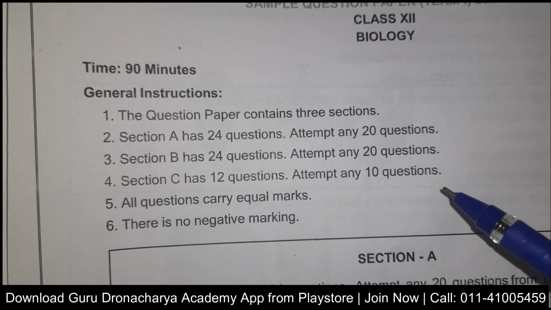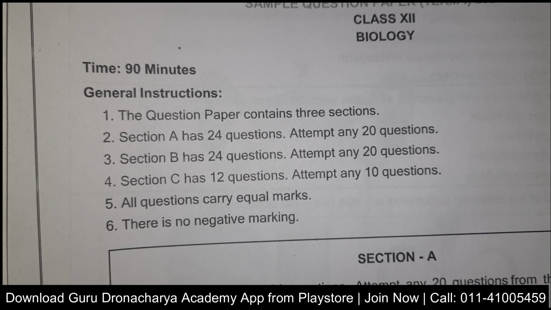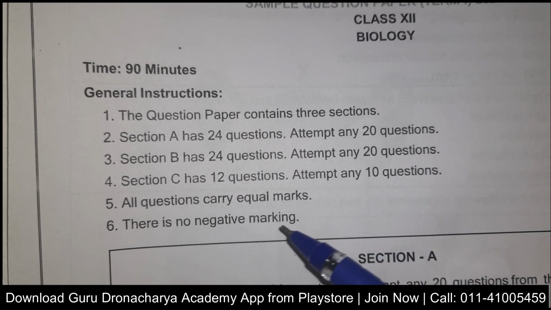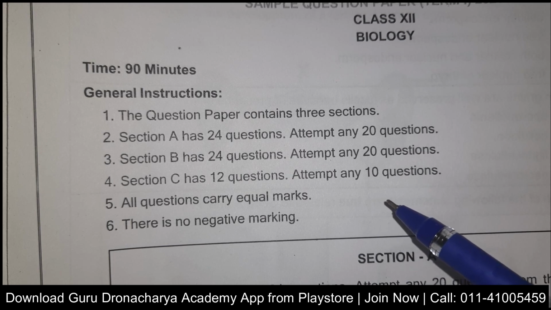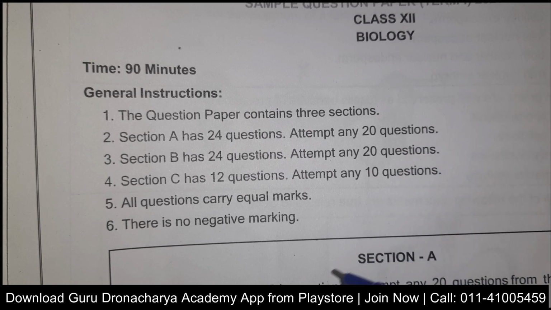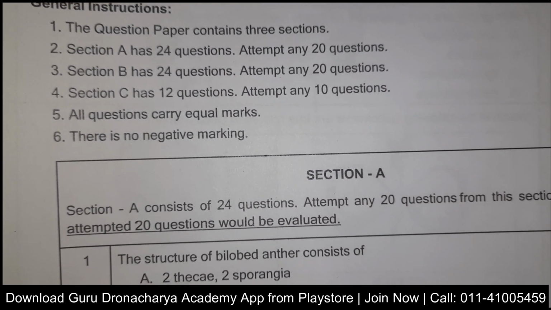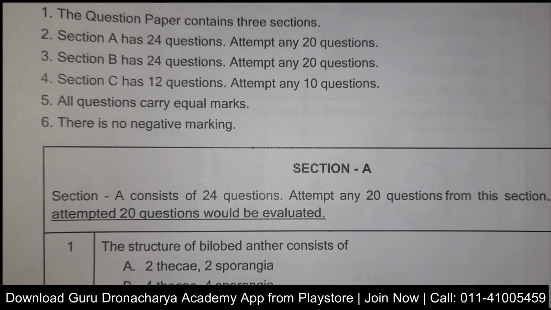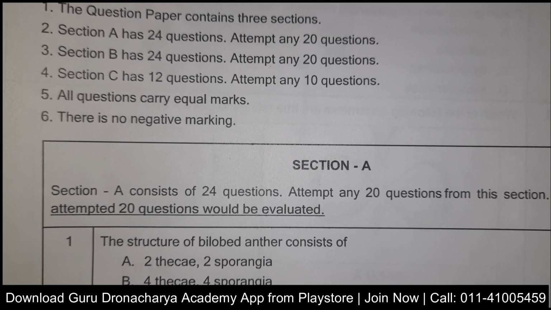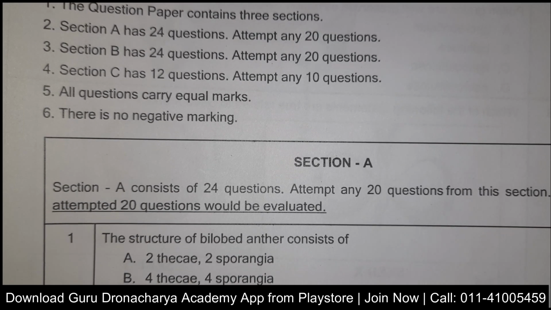You can attempt those questions which you are absolutely sure about the answers. All questions carry equal marks. 0.7 is the marking for all the questions and there is no negative marking. Now we will be proceeding with Section A. Section A consists of 24 questions as we have seen. Now we will be starting with the first question.